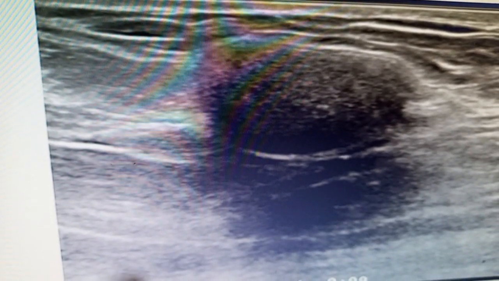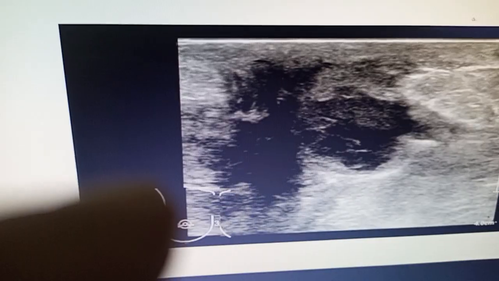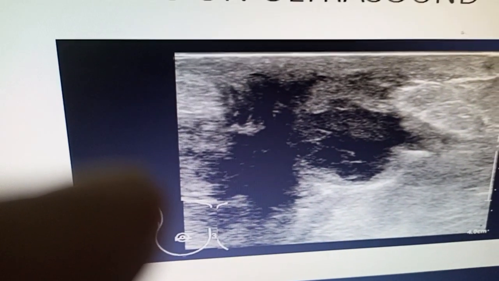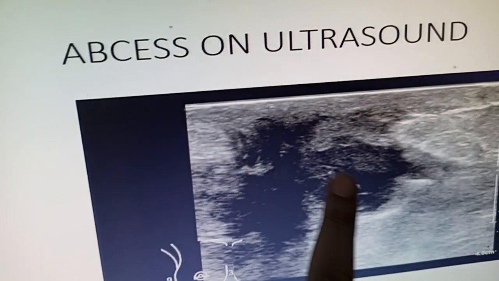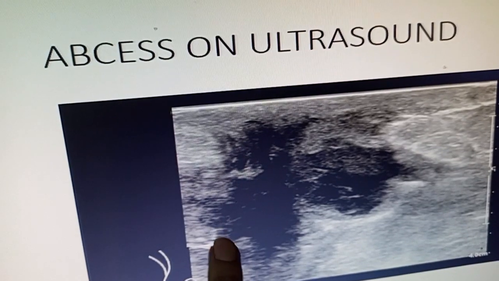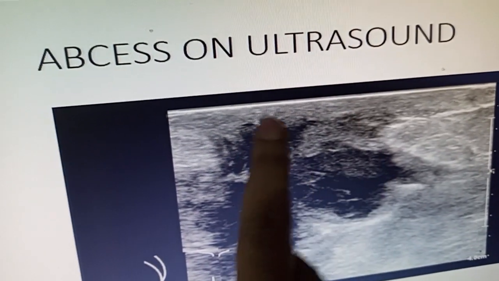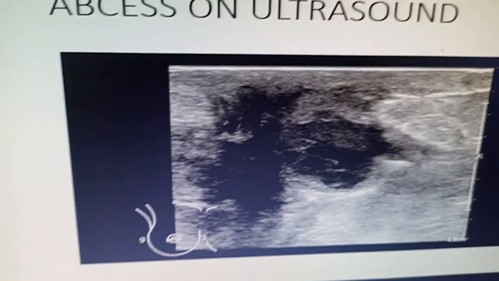This is another case of the galactocele of the breast on the ultrasound. This is the case of the abscess on the ultrasound. How does it appear? It appears as an anechoic area or hypoechoic area with internal echoes and an irregular wall in the breast. These are the irregular walls. This is the case of the abscess on the ultrasound.